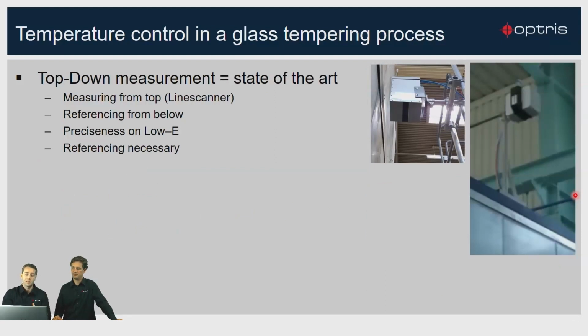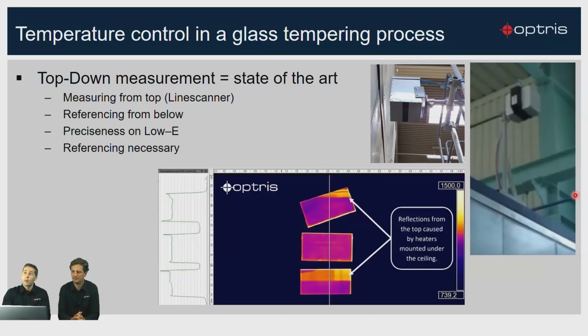What is, let's say, the state of the art temperature measurement in this case? It's a top-down measurement. The line scanners are very well known. In this case, you can see it's measuring from the top down onto the glass, but there's a little problem. If we have special glass, especially low emissivity glass, then there's a special coating on the top side. And if you now try to measure from the top, there is no chance that you will get a true temperature measurement because the emissivity is very low.